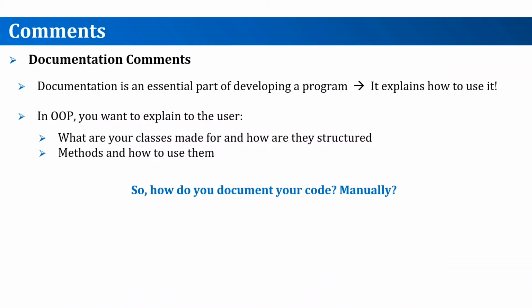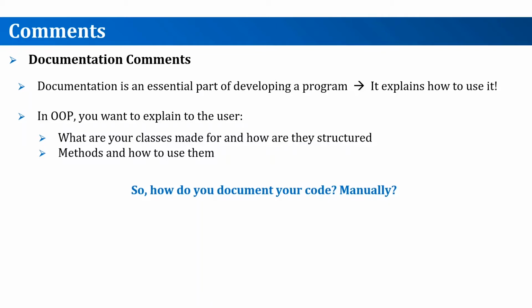The last type of comments is called the documentation comment. In general, documentation is the process of creating a manual that explains your code structure and functionality. In OOP, the two things you want to explain to your code users are the classes and the methods in these classes. This way they know why and how to create objects from your class and how to use the methods to interact with these objects.